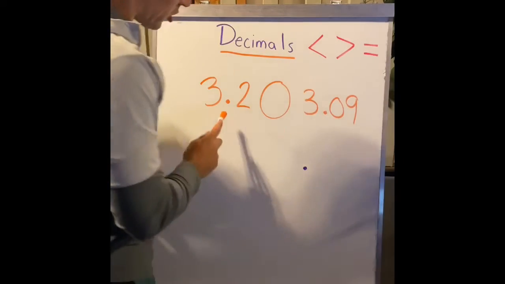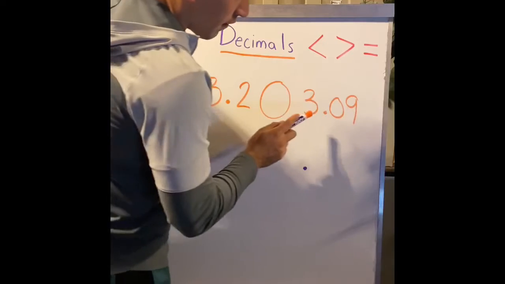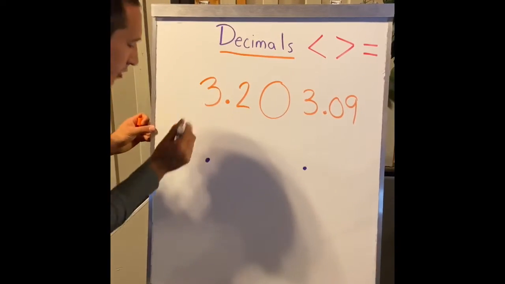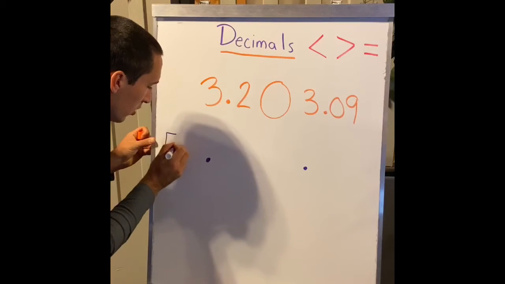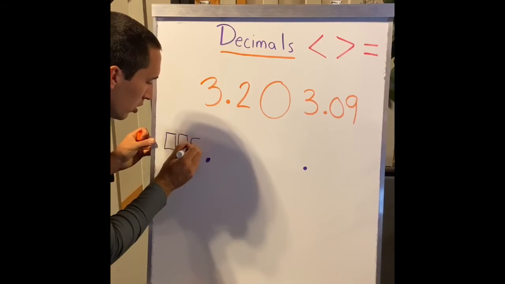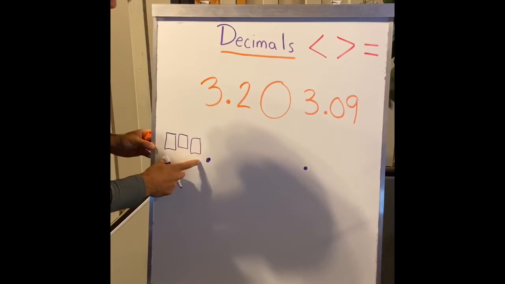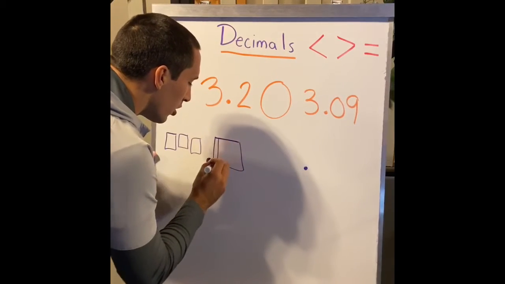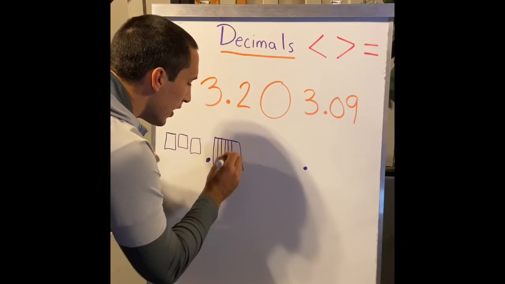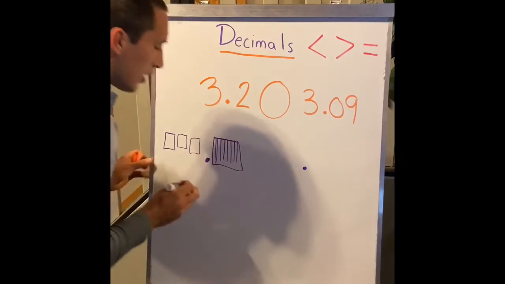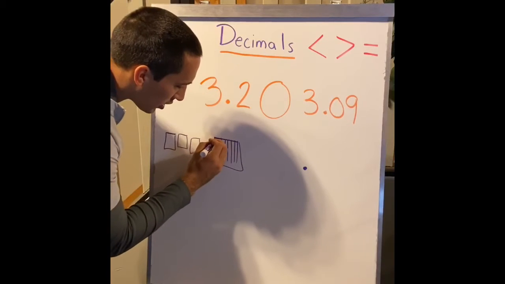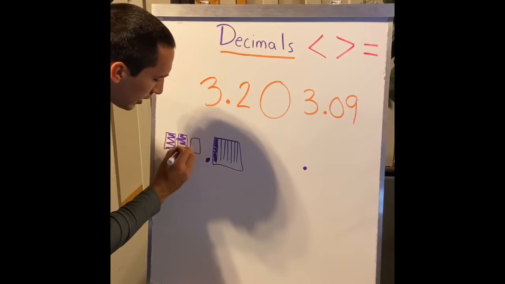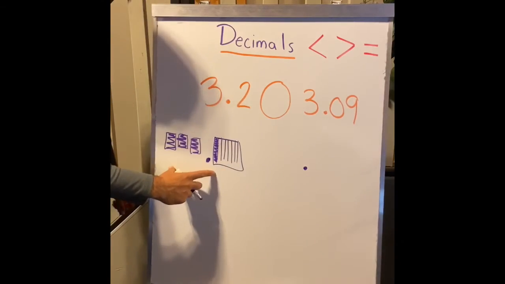Our next problem shows 3 and 2 tenths versus 3 and 9 hundredths. If I was going to draw this out, I would have 3 ones. 1, 2, 3. Here's my 3 ones, and then my decimal, and then 2 tenths. So then I take a whole and I split it up into 10 equal pieces, and I shade in 2 tenths. So this is what 3 and 2 tenths would look like.